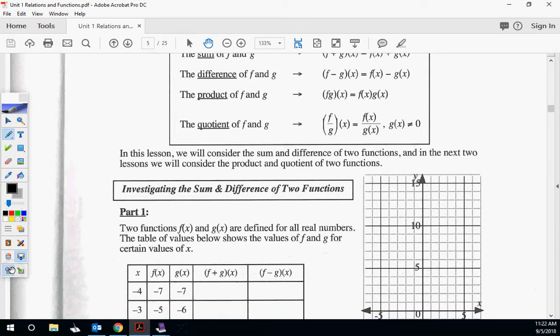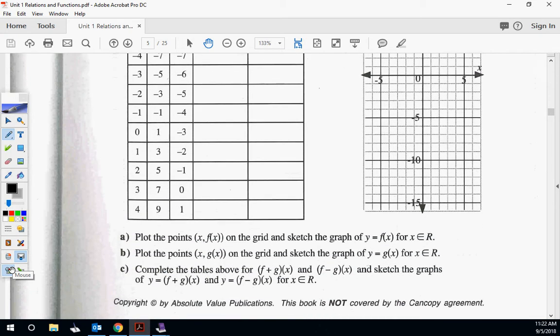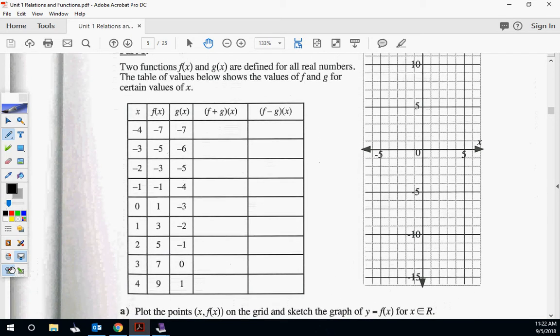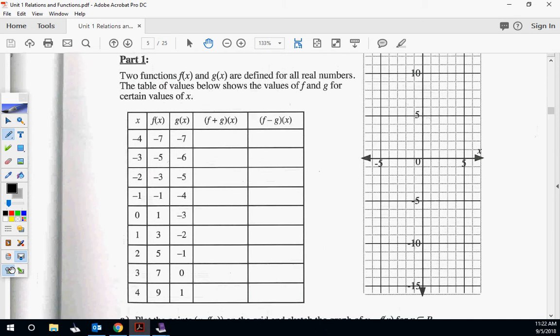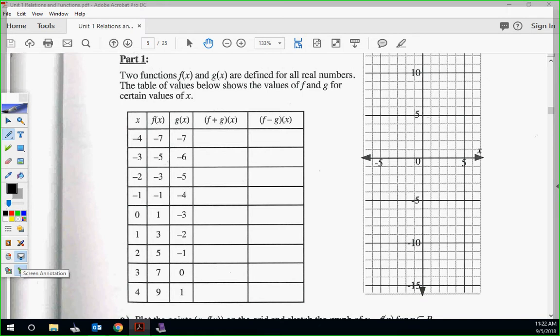All right, so let's look at this here. I got this table here. Plot the points on the grid. So we are going to go through this table. It's just telling us a number for the function. That's all it's telling us. And we're just going to work on plotting them, okay? So we know that -4, -7, -4, -7. Think about this as x, y, and then another y, like two different y's, because we have two different functions.